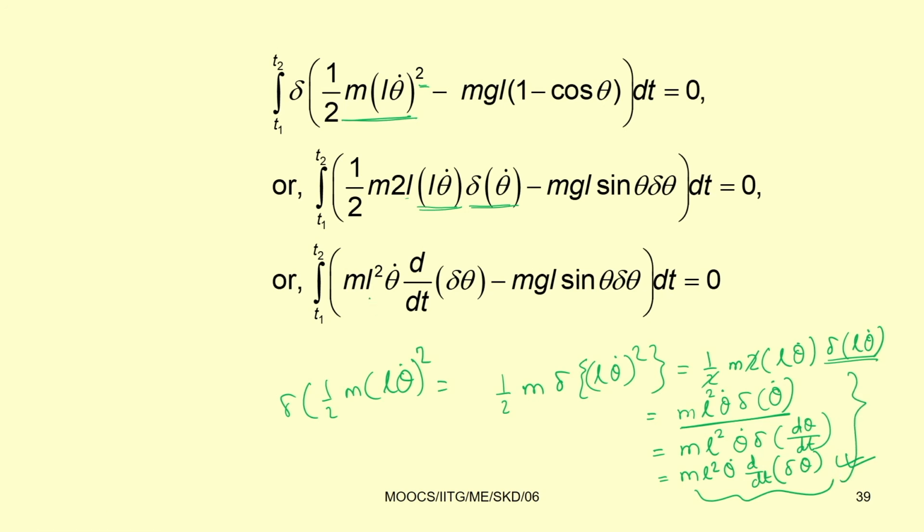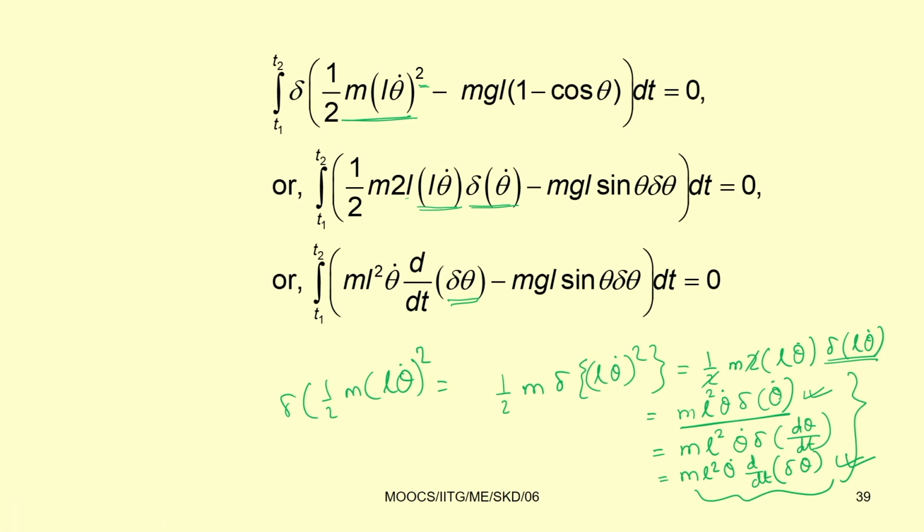So, this part you just see is written this way: m L square theta dot, d by dt of del theta. Here delta theta dot is written in this form. You have to remember this part only while deriving the equation of motion.